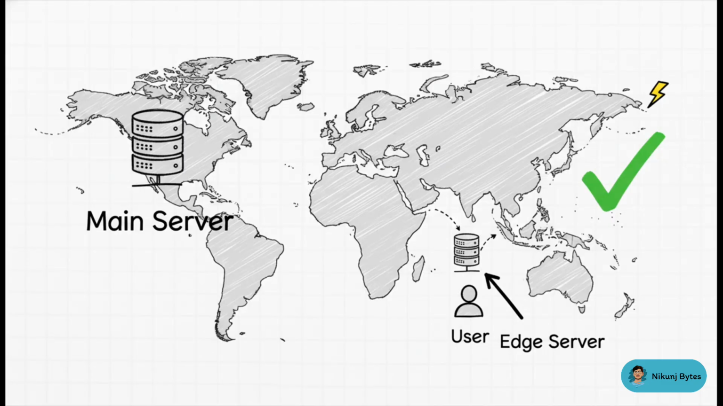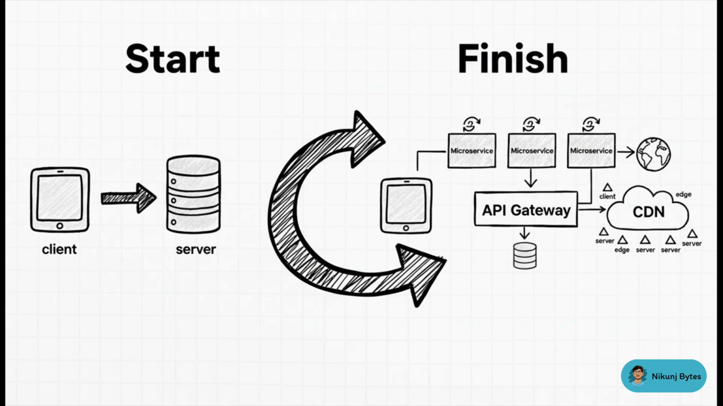So when that user in India requests a product image, instead of their request traveling all the way to the US, it gets picked up by a local edge server from the CDN right there in their region. They get the image almost instantly. This not only makes the site feel faster for them, but it also takes a huge amount of load off of your main application servers. It's a win-win.